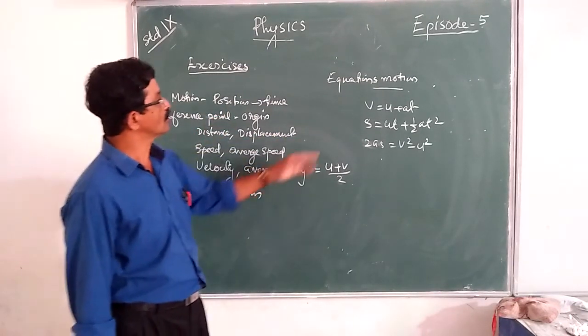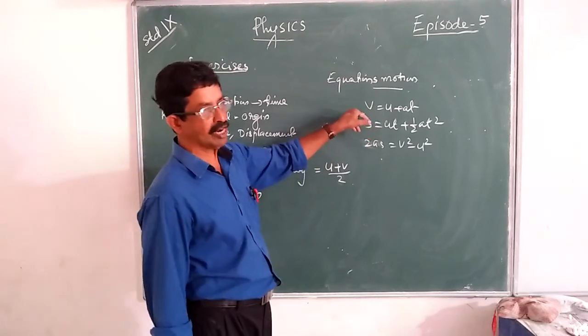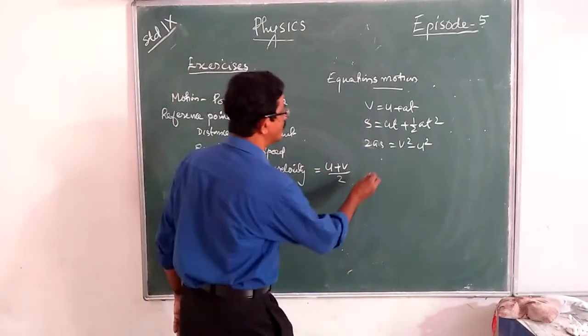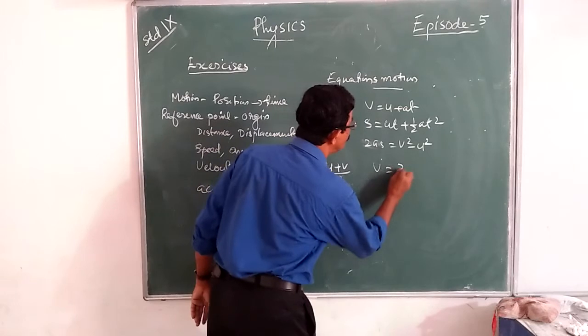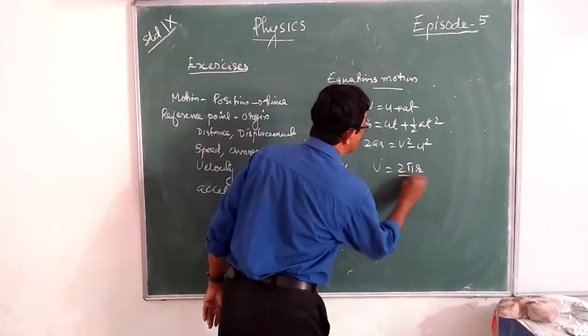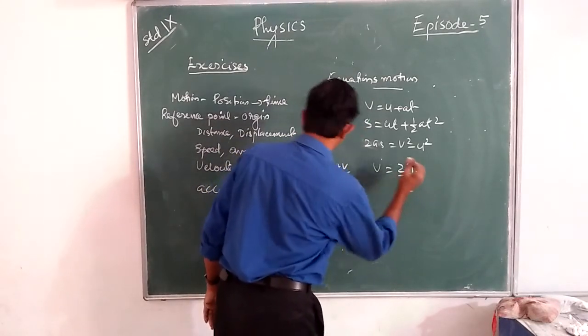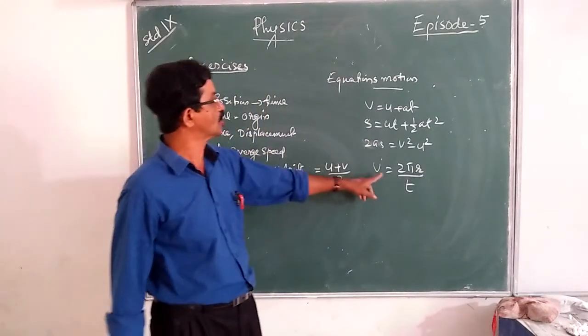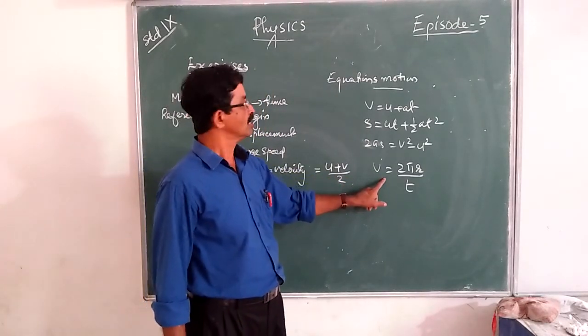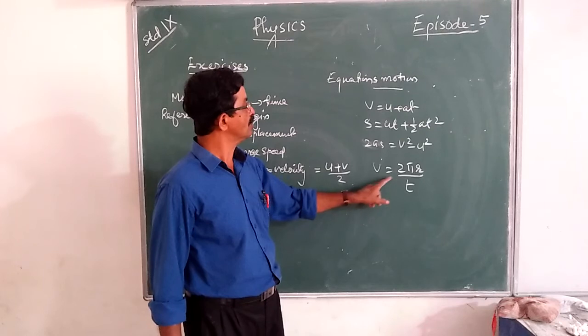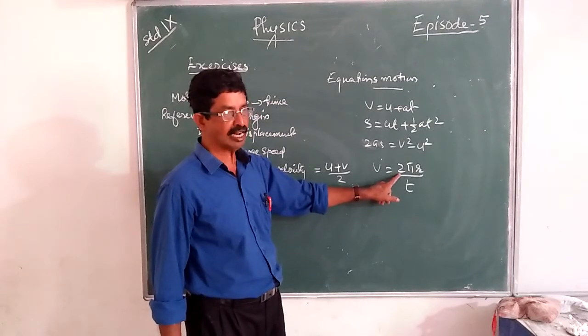Also one more point. What is uniform circular motion? How to find its speed? V is equal to 2 pi r divided by t. By using this relation we can find out the uniform velocity when a body is in circular motion.